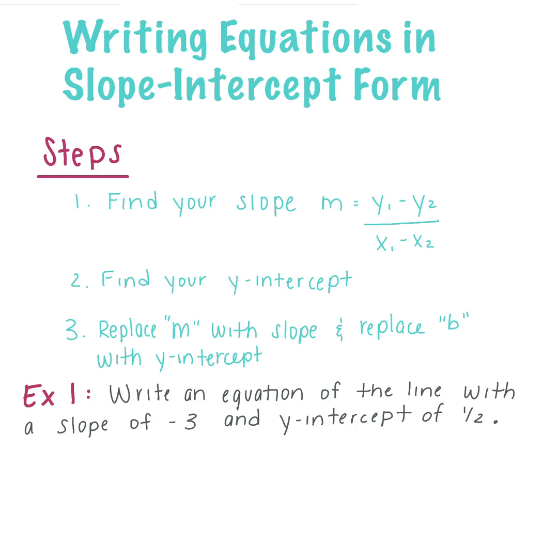So if we look at this first example, it says write an equation of a line with a slope of -3 and a y-intercept of 1/2. So sometimes they might be nice to you and they might just give you the information and ask you to plug it in. Sometimes we might actually have to calculate it. But so basically we know our slope-intercept form is y equals mx plus b. So all we want to do is replace the m with a number and replace the b with a number.